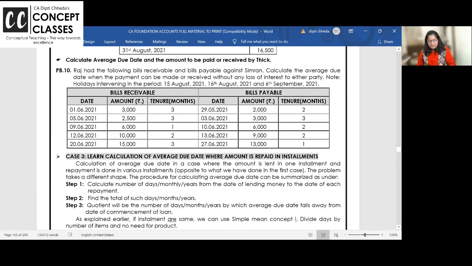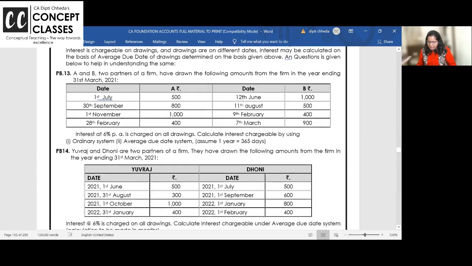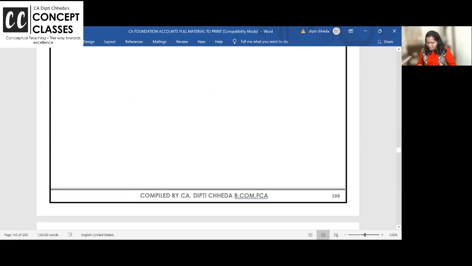Rest all we have done. This Raj and Simran we have done, no? Just a few dates are extra. For that also you write down, the average due date is coming 27th of February. Same problem we have done, bills receivable and bills payable. 13 and 14 both we have done.